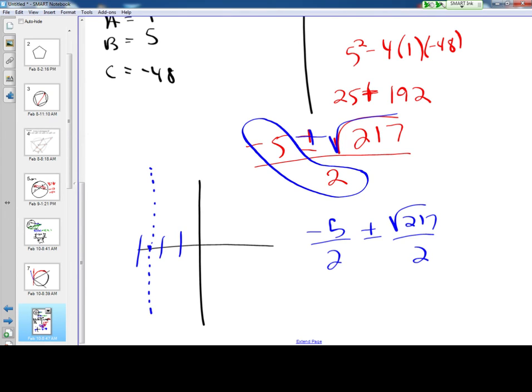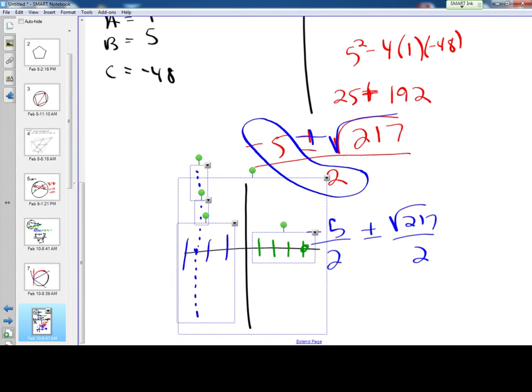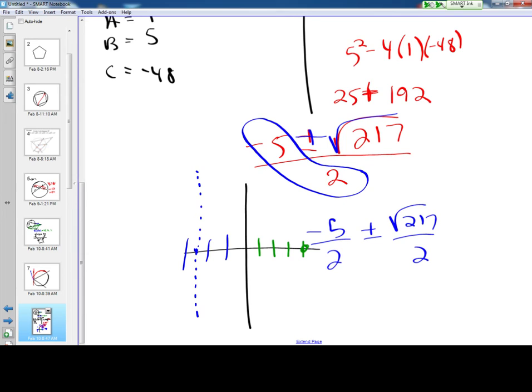1, 2, 3, 4, 5, 6, 7. I would have a point there. And at the very other end, the same distance away, I would have the other point over there, wouldn't I? Let me try to move this over a little bit. So I would have a point there. Now that should make sense to you because isn't a parabola symmetric? Yeah. That's why it's plus and minus. We're finding the center point of that parabola, and then we're traveling the same distance in both directions.